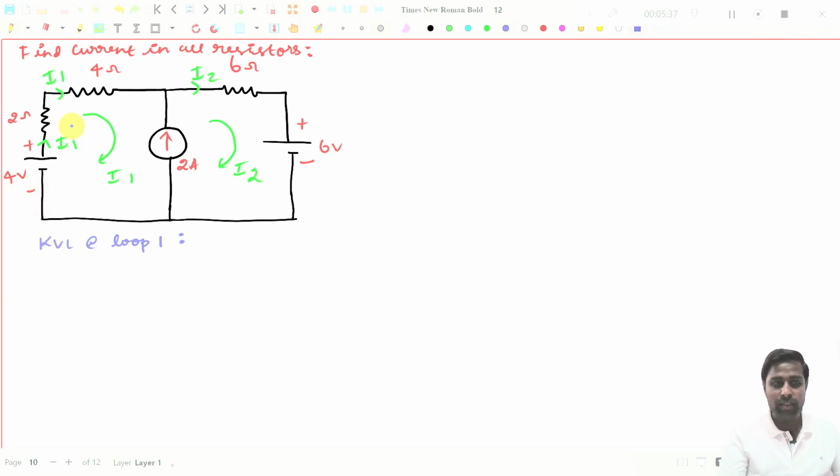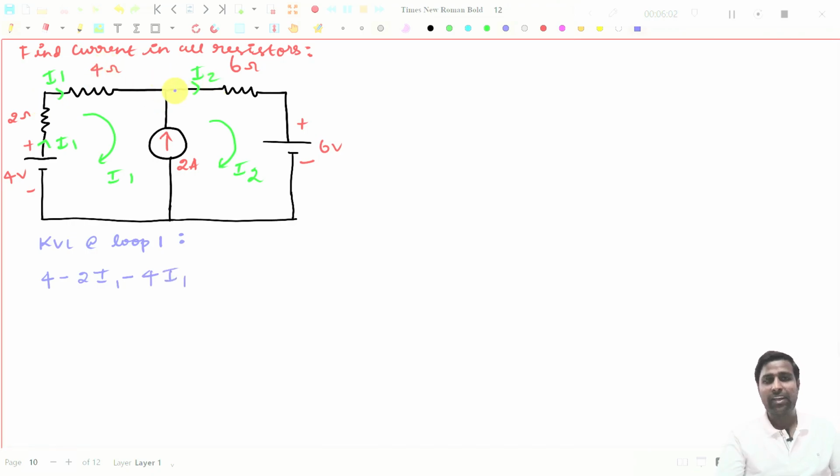So you see, I will start from this point. I will go in this way because my I1 is in this way. So if I go in this way, that 4 volt source becomes plus 4 because I am traveling from minus to plus. Then I'm going in this way. This I1 is in the same direction. I will write the KVL expression directly because I don't need to explain, since you people are well known to this concept. So then this will be in the same direction, so that it becomes minus 4I1.